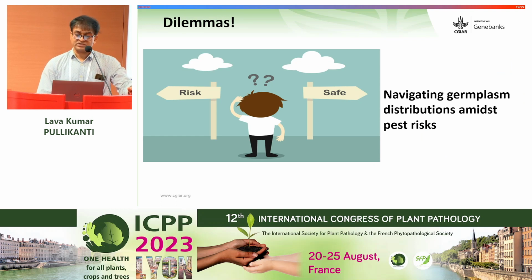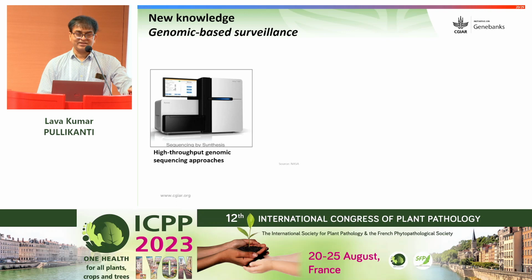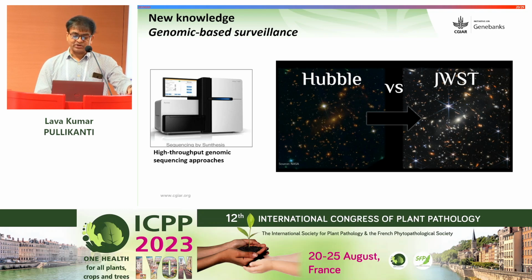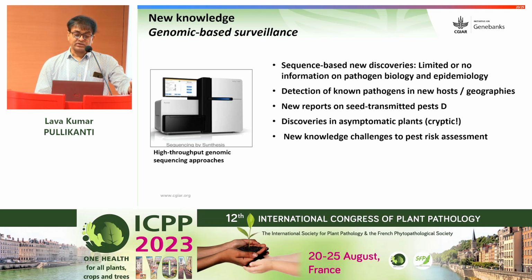There are a lot of issues. The first being genomic-based surveillance. This is a bit like the Hubble and the James Webb Space Telescope. High throughput sequencing has completely changed the game. The resolution of the data and the knowledge it can provide is terrific. It's quite good. But then the challenge is, for quite a number of things that we are finding, we don't have the biological relevance, which is very critical for pest risk assessments.